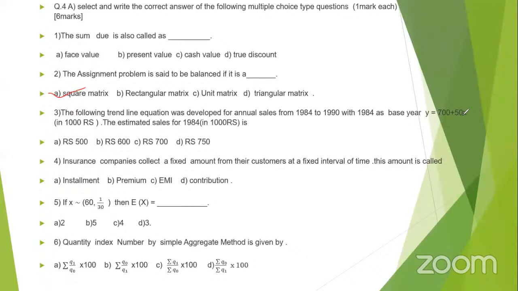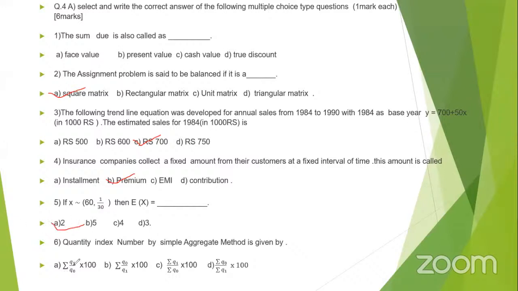So the value of X we have to consider here is 0. So the value of Y will be the constant C, that is rupees 700. Now, the fourth question we have: insurance companies collect a fixed amount from their customers at a fixed interval of time. This amount is called what? Premium, option B. Now, X follows the binomial parameters, here we had given 60 and 1/30. So expected value is n into p. So 60 into 1/30, we'll get the correct answer as 2.